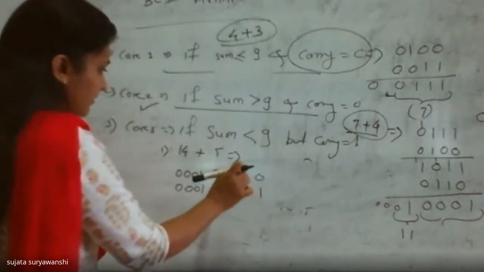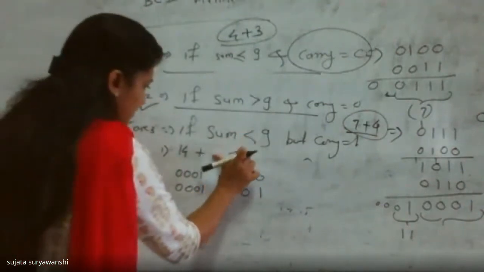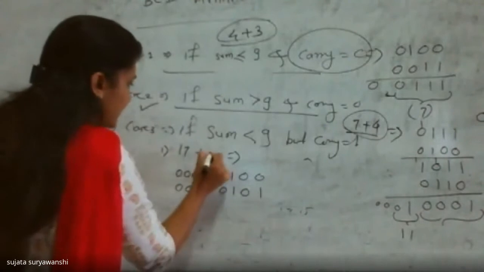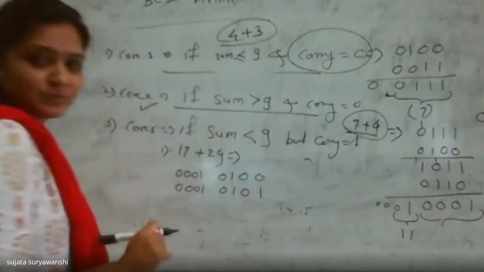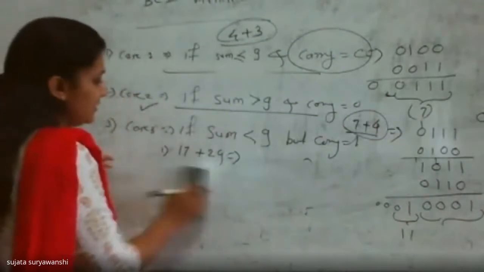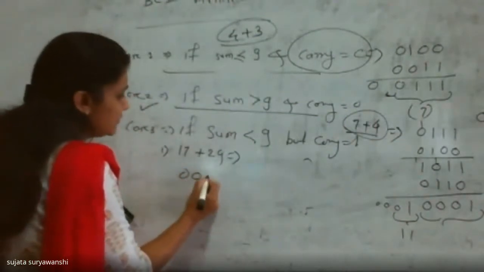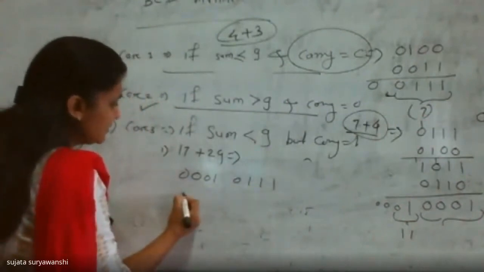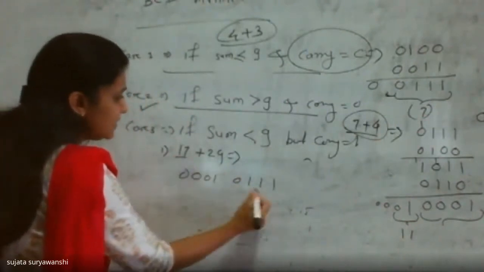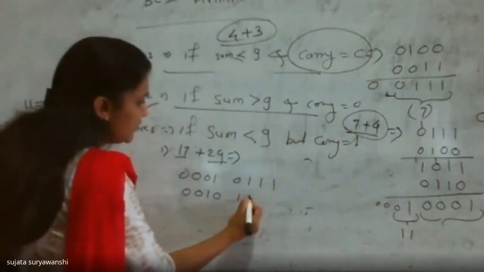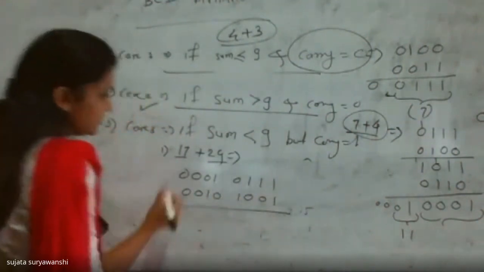Less than 9. Suppose we consider 17 and 29 as an example. Now 1 is 0, 0, 0, 1, and 7 is 0, 1, 1, 1. So 17 is represented by this, and 29 is 2, 0, 0, 1, 0 and 9, 1, 0, 0, 1, like this.